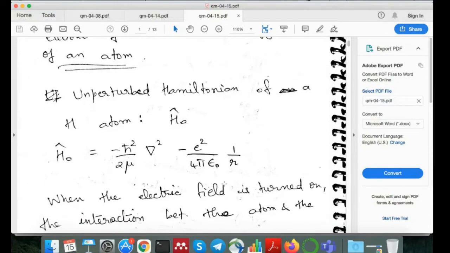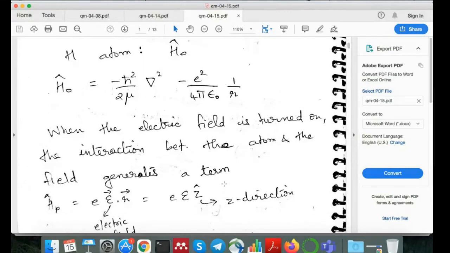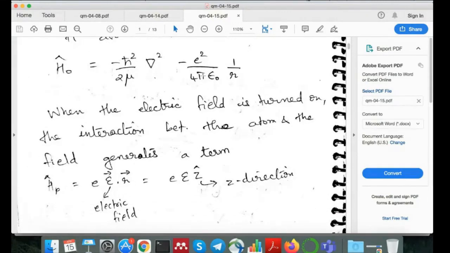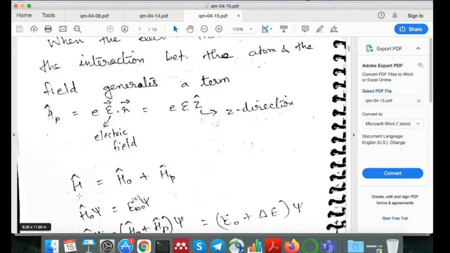Now, when you apply an electric field, and let's say the electric field is applied in the Z direction, the extra term that gets added to the Hamiltonian due to the electric field is basically e into epsilon dot r. Epsilon is your electric field. So if the electric field is applied in the Z direction, then epsilon dot r will give you epsilon Z. So this is going to be the additional term in your Hamiltonian. We call this H prime. So your total Hamiltonian is just a combination of these two, which is H naught plus H prime.